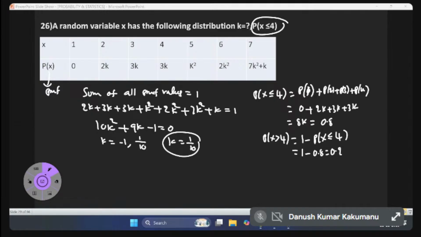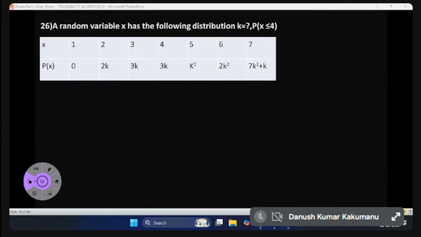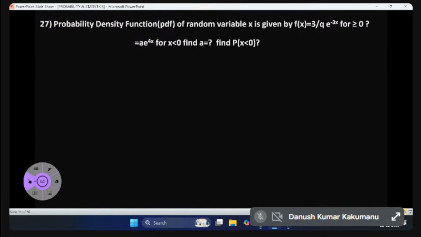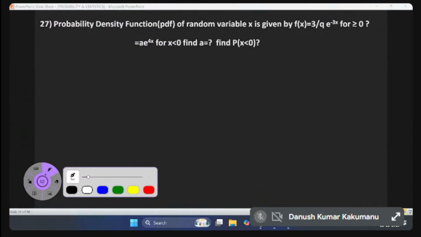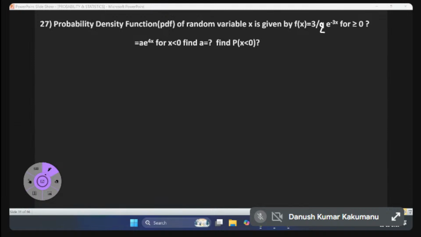Chalo, come on, next. Okay, coming to this question. What is the nature of the random variable? Tell me, continuous or discrete? What is the function that is given? Probability density function. So what is the nature of the random variable?